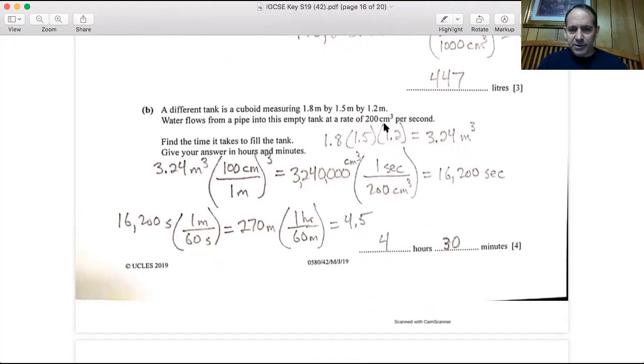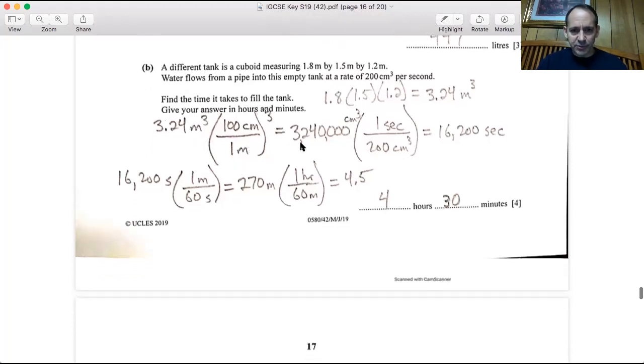Then, because the rate of the water is in centimeters cubed, let's change that meters cubed over to centimeters cubed. 1 meter equals 100 centimeters. That's one-dimensional. We need to cube it to make it three-dimensional. When you multiply 3.24 times 100 cubed, you get 3,240,000 centimeters cubed. It's flowing in at a rate of 1 second per 200 cubic centimeters. So you divide by 200, and that gives you 16,200 seconds.